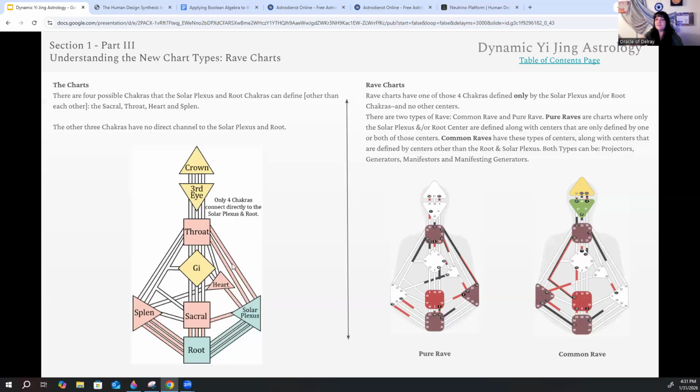So if you consider these centers and how they're defined by channels, these channels in red show the connections that the solar plexus and root have. The blue channels show where they're connected to each other, and the red channels show where they're connected to the 4 other centers. And then these 3 chakras in yellow do not connect at all to the solar plexus or root. The G center connects to all 4 of these and only these 4, but it does not connect to the solar plexus or root, or these 2 as well.